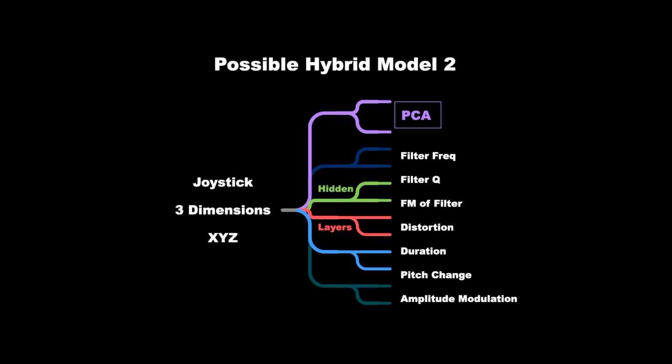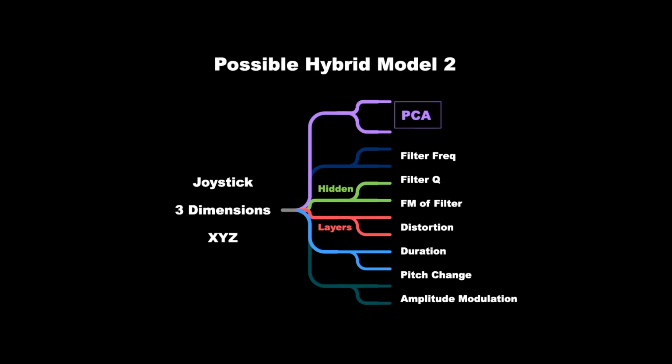And then here is a second possible model that I think would work really well. So here we just take the 3 dimensions of the joystick and map it to n dimensions, where 2 of these dimensions happen to be the PCA. I think this could work.